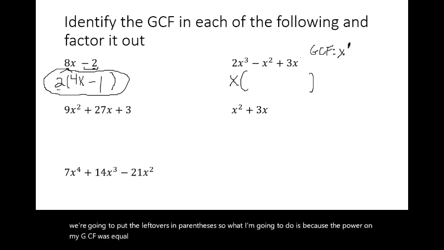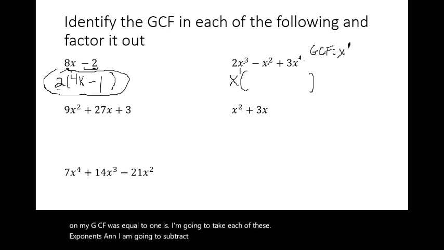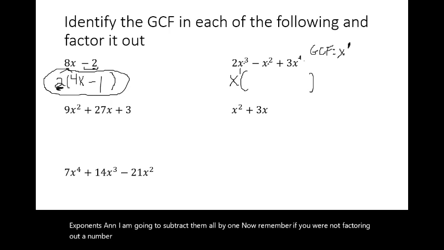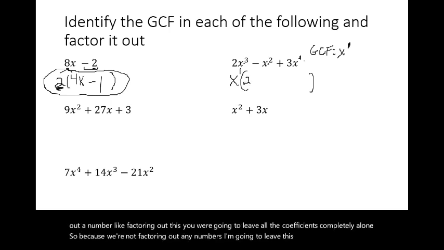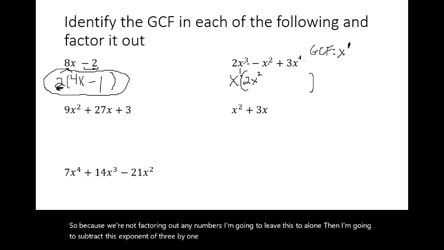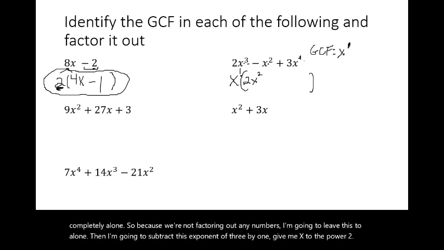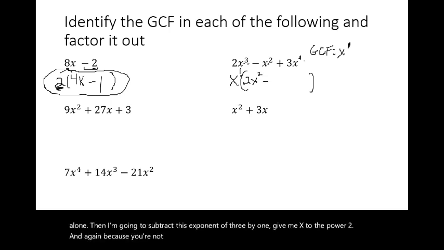Because the power on my GCF was equal to 1, I'm going to take each of these exponents and subtract them all by 1. Now remember, if you were not factoring out a number like this 2, you are going to leave all the coefficients completely alone. So I'm going to leave this 2 alone. Then I'm going to subtract this exponent of 3 by 1, giving me x to the power 2. And again, because you're not factoring out any numbers, you're going to leave that minus sign alone.